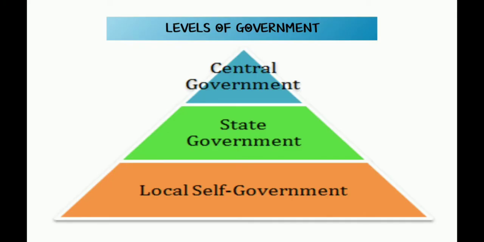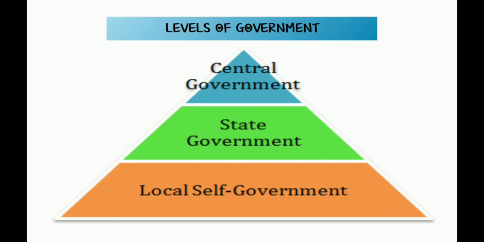Now moving on to the next subtopic, levels of government in India. India is a vast country. In order to administer the country efficiently, it has been divided into 29 states and 7 union territories. Each state is further divided into various small districts. As per the division, we have 3 levels of government in India.